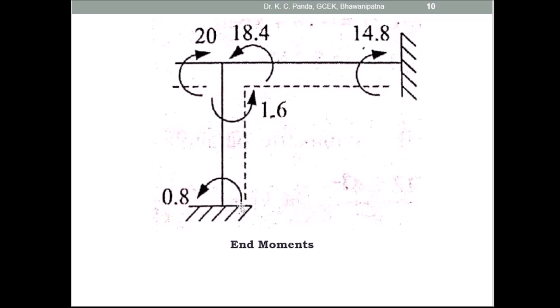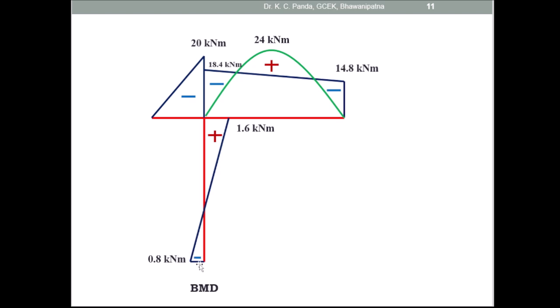Then you draw the bending moment diagram. If the arrow marks outside, you take this side 0.8. If the arrow marks inside, here you take 1.6, and here this side take 18.4, and this side take 14.8, and here this side take 20. Here this side 0.8, and here take inside 1.6 kilonewton meter, and here this is 18.4 and this is 14.8, and join these lines.